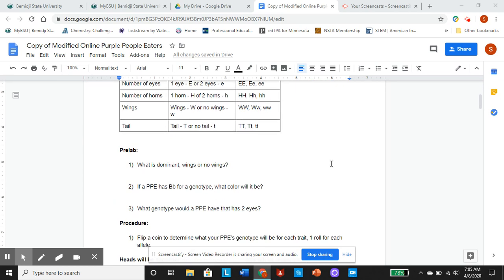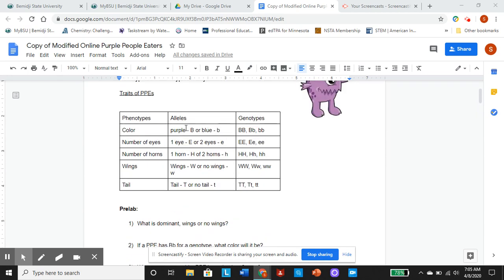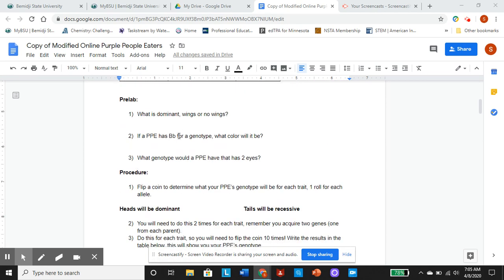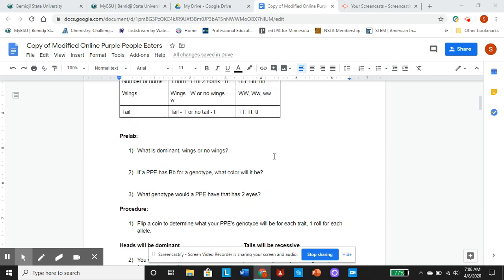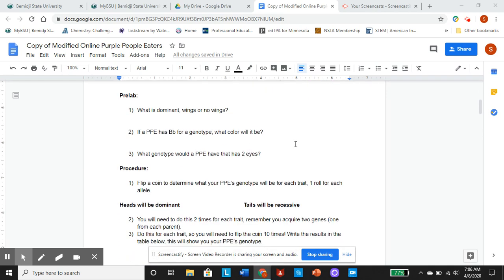Okay, cool. Moving on. All right, so we'll do the pre-lab. What is dominant, wings or no wings? So you go back up to your little thing, you look at wings. What's dominant there? If a PPE or Purple People Eater has big B, little b for a genotype, what color will it be? We talked about that. And then what genotype would a PPE have that has two eyes? So we go up to eyes. We say number of eyes. One eye, two eyes.